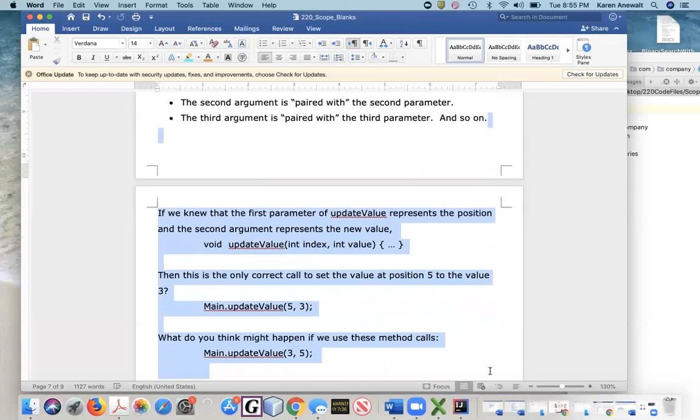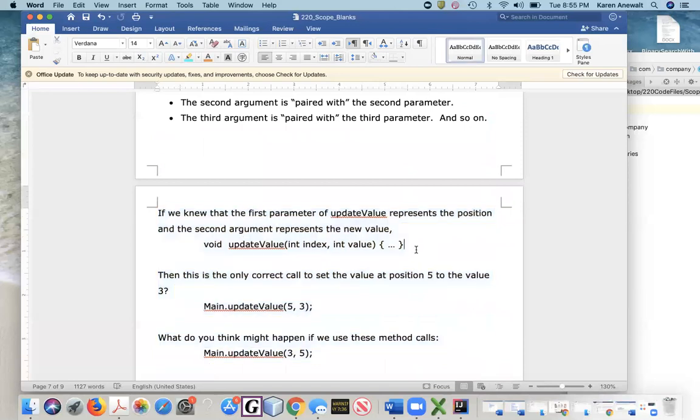So for example, if we knew that the update value method had this particular method signature, and it was clear that the first number is representing the index and the second number is representing the value, then we would be able to correctly figure out how to call that method, how to pass in the actual values. So if we wanted to set the list at position 5 equal to the value 3, we'd have to call it with the 5 first and the 3 second. That would pair up the 5 with the index, because those are both the first things.